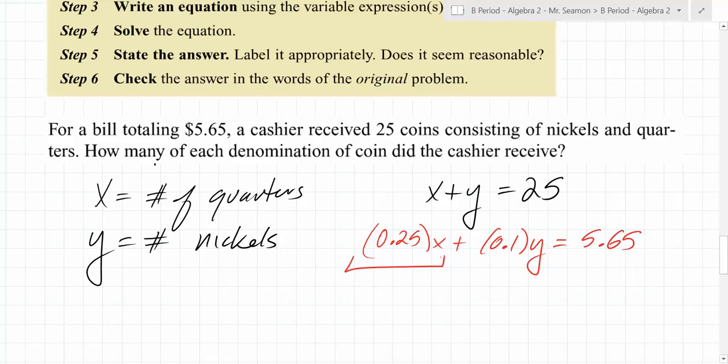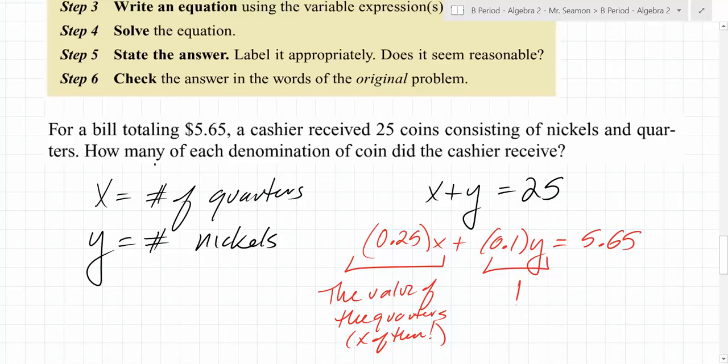What does 0.25 times x represent? It's like quarters. The value, thank you. That's important. The value of the quarters. How many quarters? x of them, right? What's this right there? The value of the nickels. And you know that the value of the nickels plus the value of the quarters has to equal $5.65. Some of you converted to cents, which you totally can do, and you'll get the same answer.